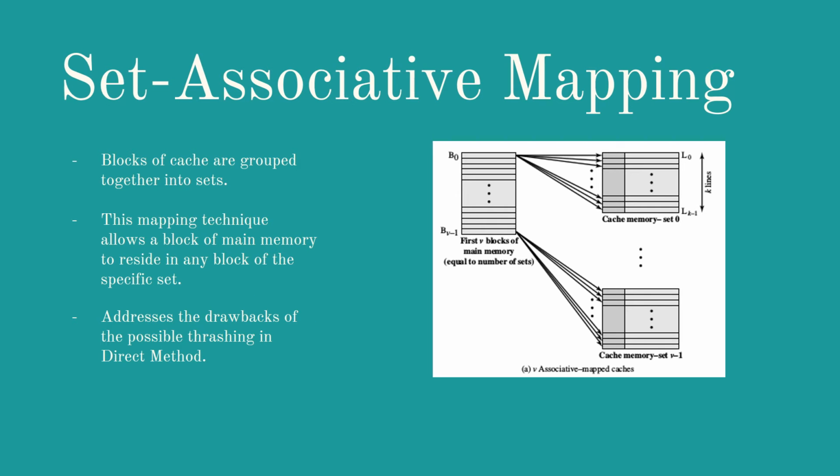And lastly, the third technique is called the set associative mapping, wherein blocks of cache are grouped together into sets. This mapping technique allows a block of main memory to reside in any block of the specific set. The good thing about this technique is that it addresses the drawbacks of the possible thrashing in the first technique, which is the direct mapping. It combines the best of direct and associative cache mapping techniques.